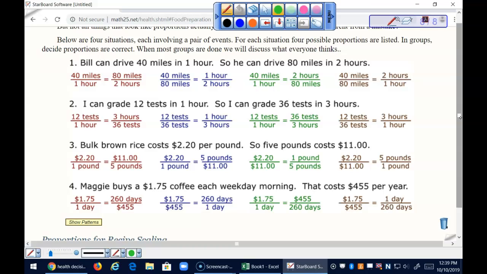I'm not going to stop you yet, but who wants to share something about number 1? Well, it says Bill can drive 40 miles in 1 hour. So I'm thinking I would put 40 over 1. Okay, so it would be the red or the green. Yes. And then you can drive 80 miles in 2 hours, so that would equal 80 over 2. So you like the red one.